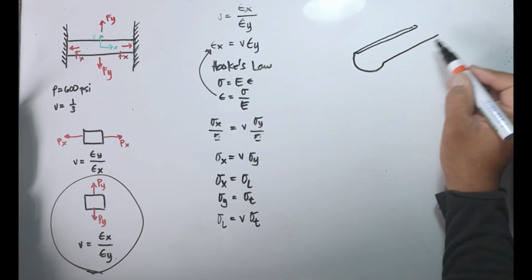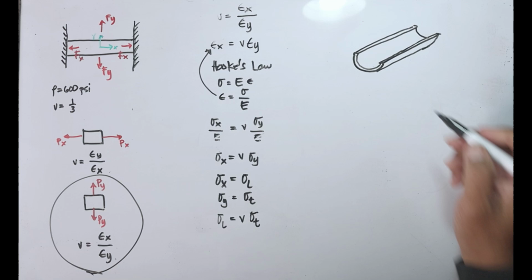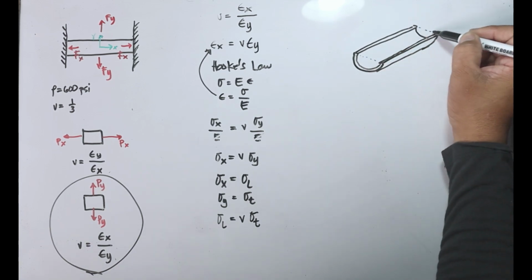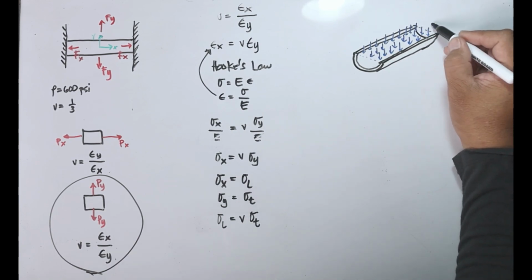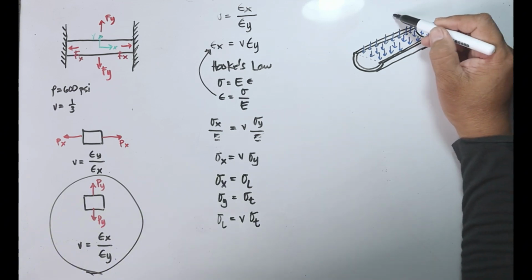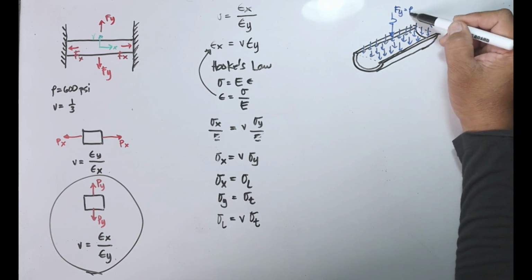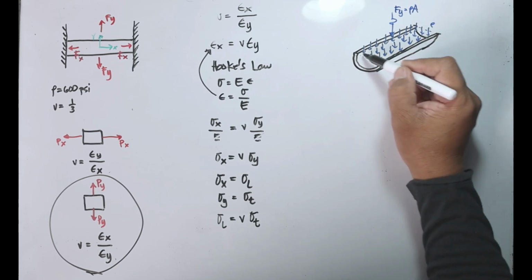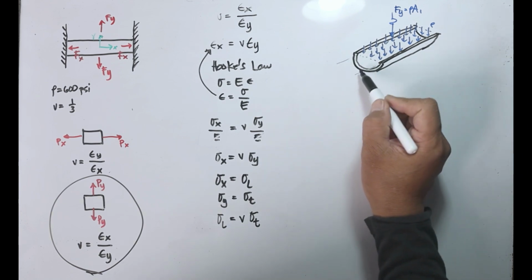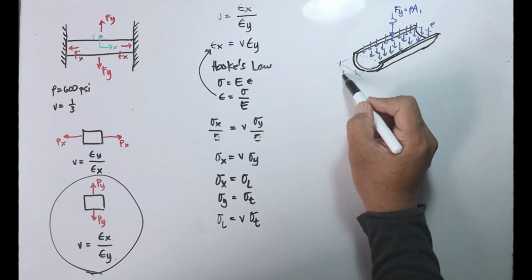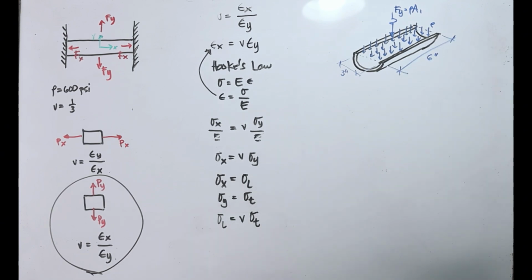Let's cut along the length of the tube. So in this area, there will be the pressure. This is our pressure, and its total resultant is the force Fy. That's the pressure times area, this area here. Let's call that area 1. That area is 3 by 6.